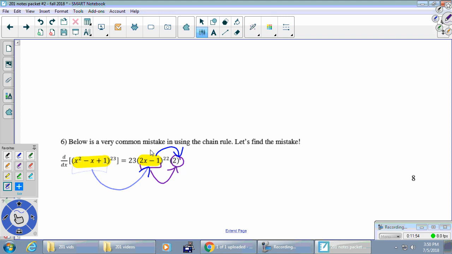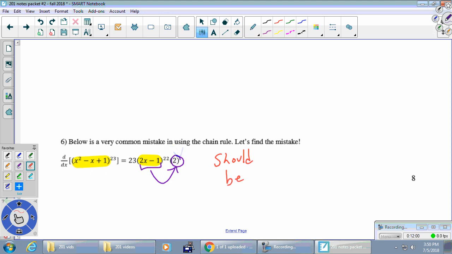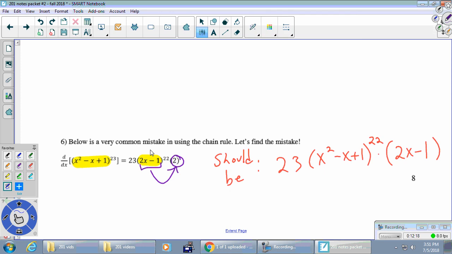So it should have been, and we actually did this on the previous page, 23 comes down, you copy this stuff one time. Don't put a derivative in there. You just copy it as if it were an x. Subtract 1 from the power, and then you do your derivative of the stuff in the parentheses, 2x minus 1. And there's no times 2 at the end of that. You don't just keep going. You're not asked to do the derivative of this thing. The chain rule says do the derivative of the stuff once and only once, and you put it right there, and that's it.